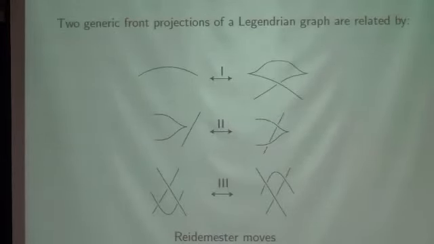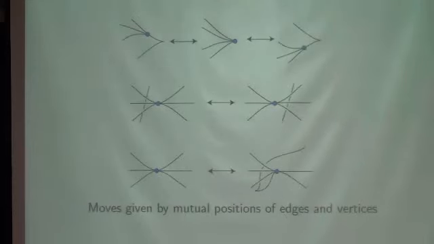So just like with Legendrian knots, we have Reidemeister moves. So you have the same Reidemeister moves 1, 2, and 3. But then there are also additional Reidemeister moves to see what's happening around the vertices.